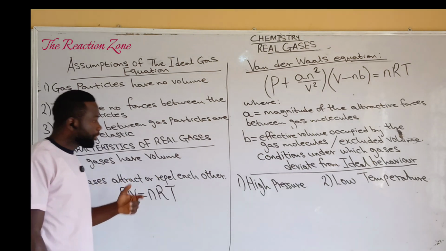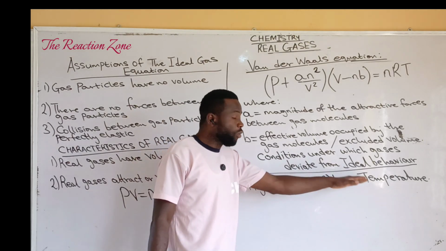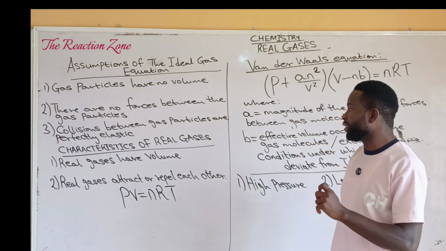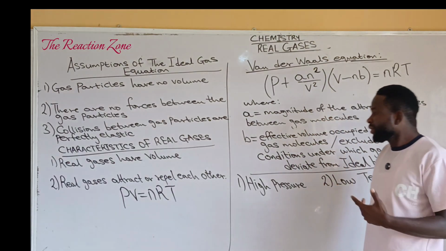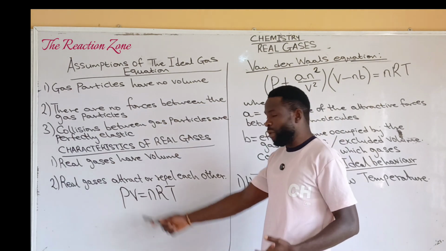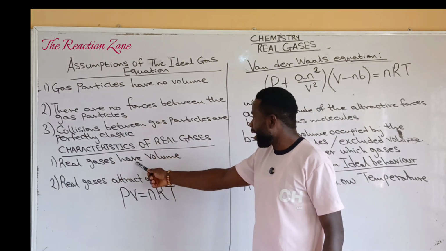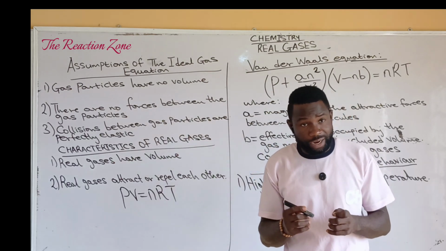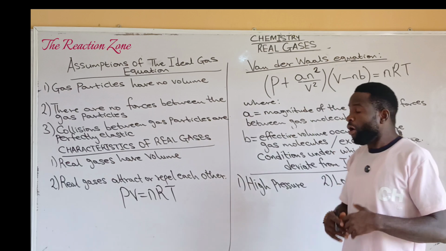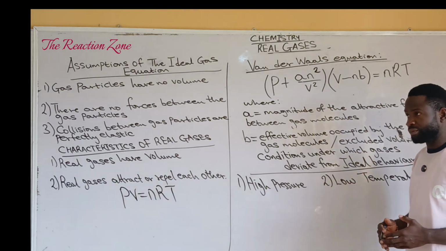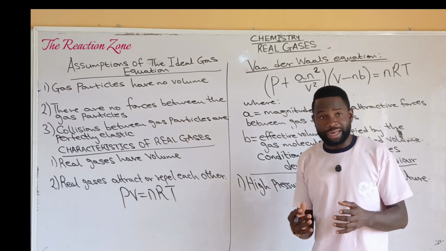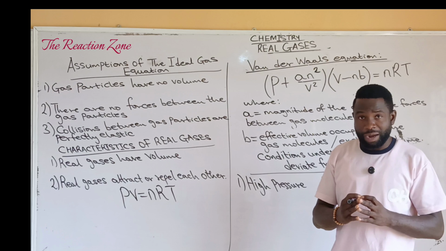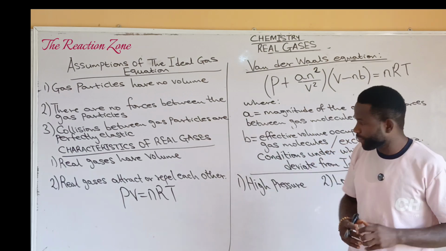However, under conditions of high pressure and low temperature, real gases deviate from ideal behavior. Now, the characteristics of real gases are: 1. Real gases have volume. This is true because the particles of a real gas take up space. Under conditions of high pressure, the space between the particles of a real gas is very small, which tells you that they have size and that the size actually matters.